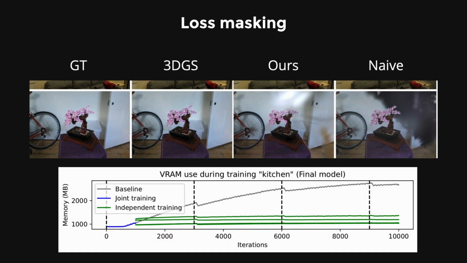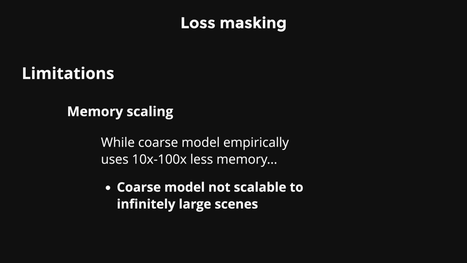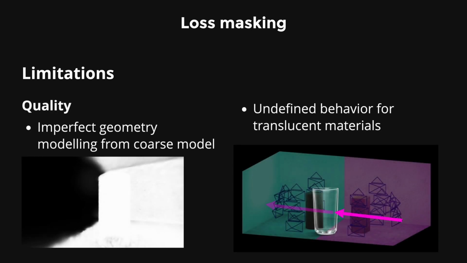However, this technique introduces its own set of problems. On memory usage, while the coarse model uses much fewer parameters compared to the full model, it still scales linearly with the volume we want to reconstruct, rather than the constant scaling of the naive method. So while it does allow for the training of larger models that were previously impossible, it still does not allow for training arbitrarily large scenes.